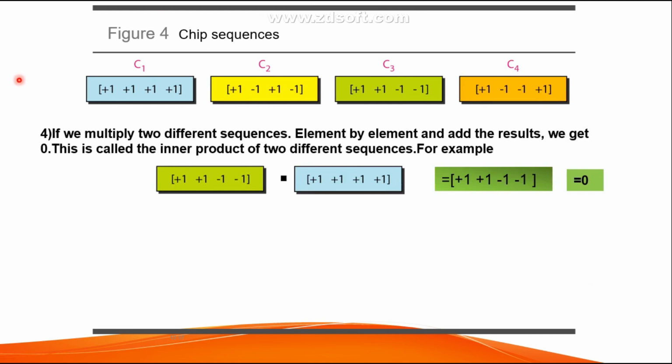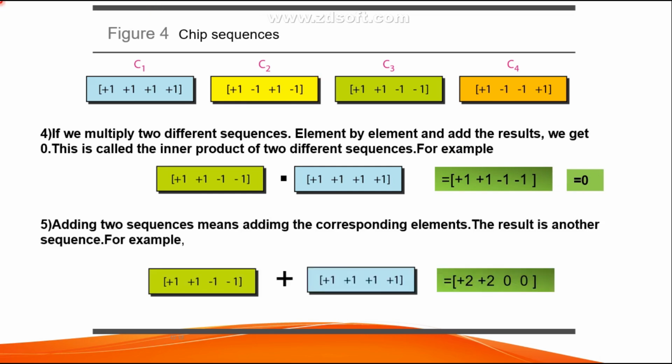Now, fourth property: if we multiply two different sequences element by element and then add the results, we get 0. It is called the inner product of two different sequences. So let's have an example for this. See, there are two different sequences. If you multiply element by element and then add, you would get 0. Plus 1 into plus 1 is plus 1, then plus 1, minus 1 into plus 1 is minus 1, and minus 1 into plus 1 is minus 1. Adding these, you would get 0.